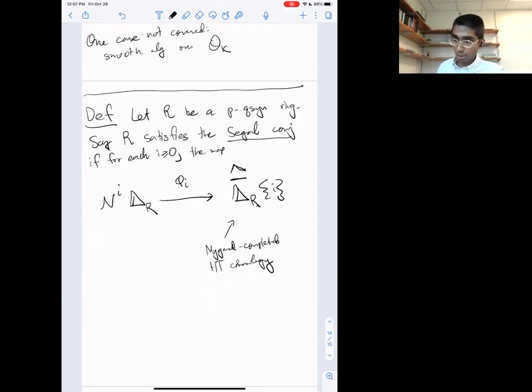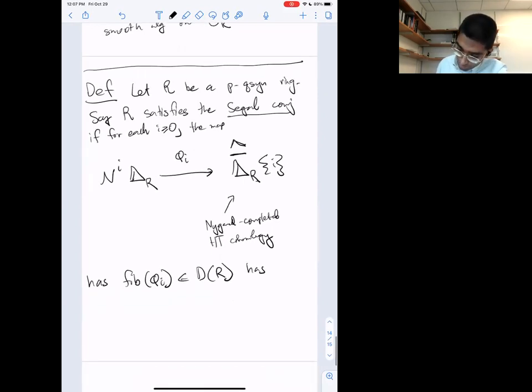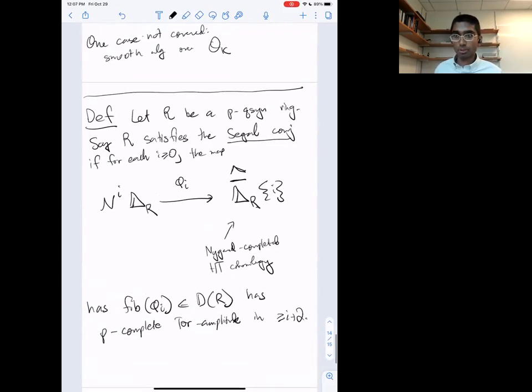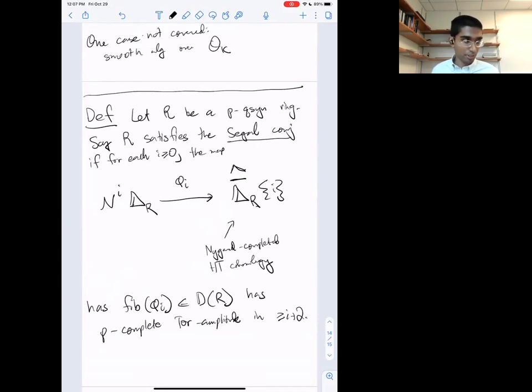phi-adic, which goes as follows, has the property that the homotopy fiber of phi-adic, which is going to live in the p-complete derived category of R, should have p-complete Tor amplitude in degrees greater than or equal to i plus 2. So it's some sort of homological condition on the prismatic cohomology, and we're in particular talking about this divided Frobenius from the Nygaard piece of prismatic cohomology to the Nygaard completed Hodge-Tate cohomology.